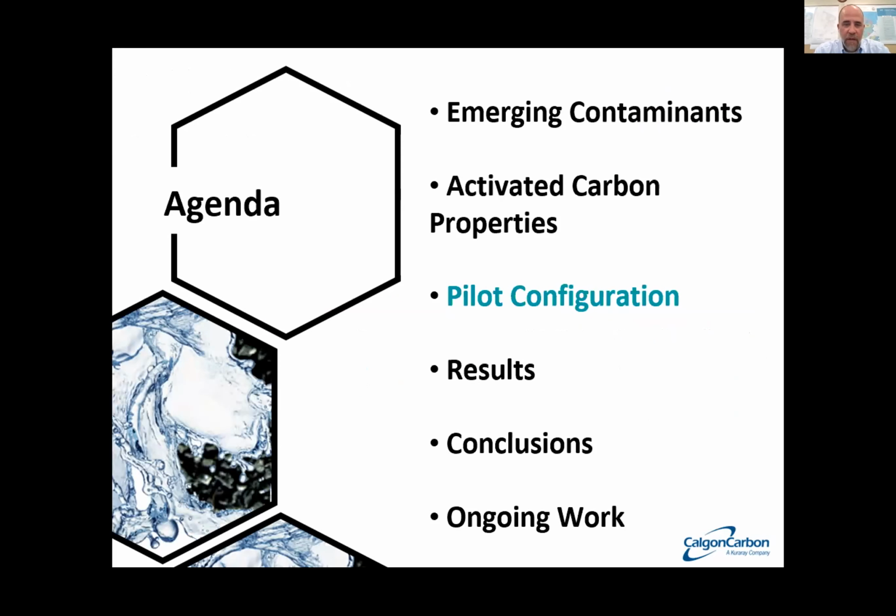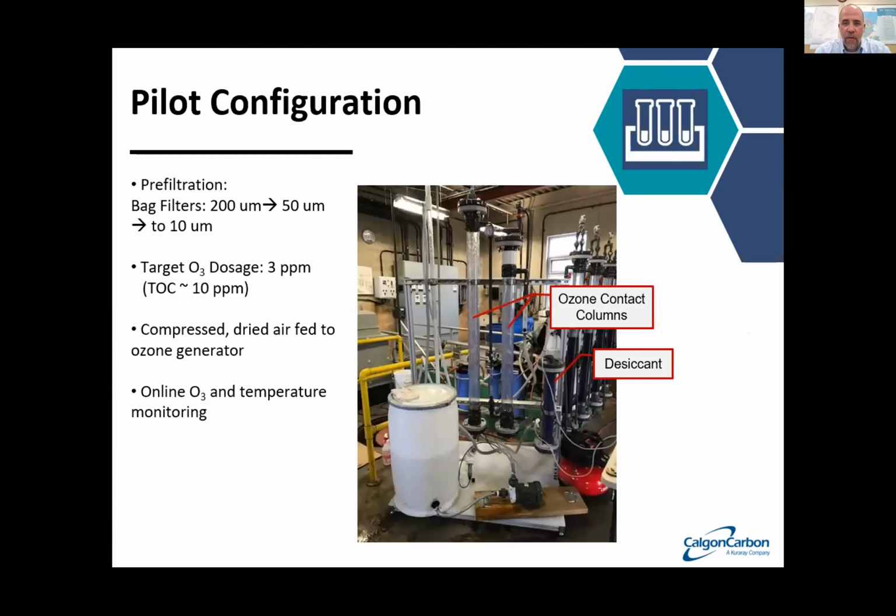Next, to look at the pilot configuration. This is fairly straightforward. We have an ozonation system with an ozone contact chamber, or 2 contact chambers. We have a desiccant to supply dry air to an ozone generator. And then this water then goes to a reservoir and is repumped into the activated carbon columns. Target here from an ozone dosage perspective was to hit roughly 1/3 of the TOC, or the total organic carbon of the wastewater. In some cases, you're going to see a higher dosage than that. This might be on the low end, but nonetheless, that was what was used in this study.